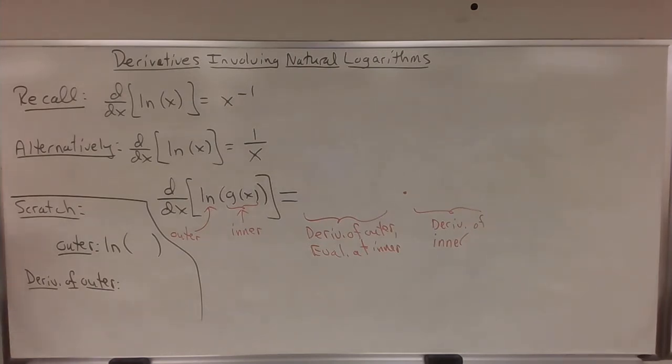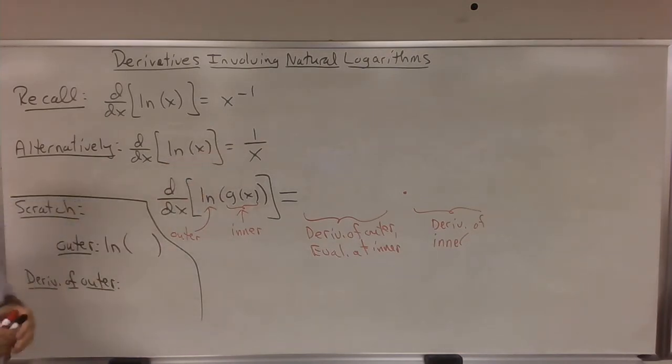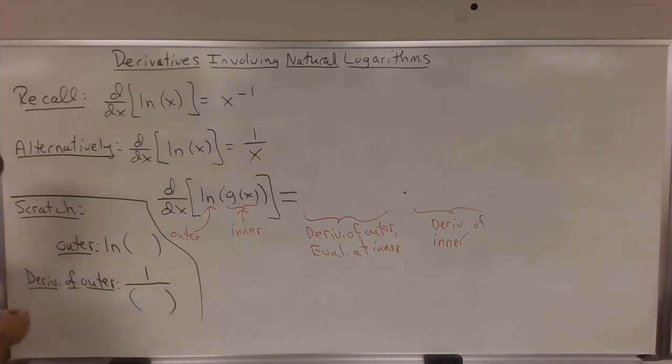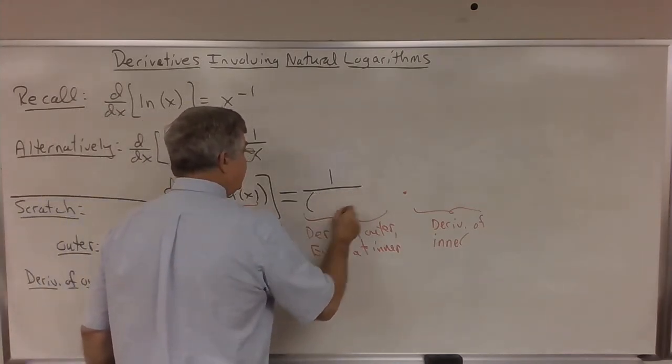Well, think about this. The derivative of natural log of x is 1 over x. So the derivative of natural log of something is going to be 1 over something. That's the derivative of the natural logarithm of x. This is the derivative of the natural logarithm of something: 1 over something. So the derivative of the outer, 1 over something.